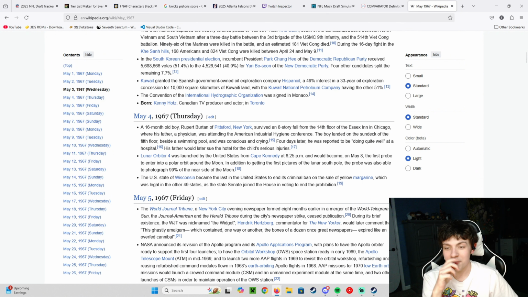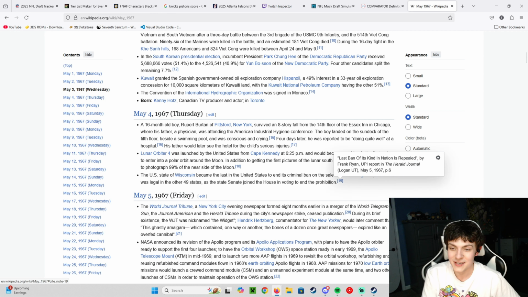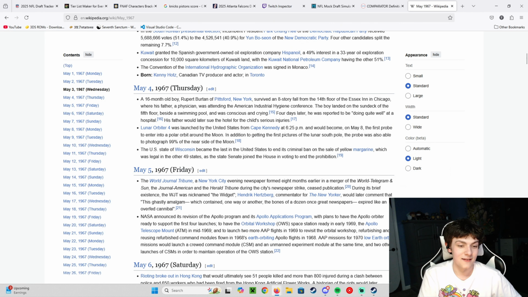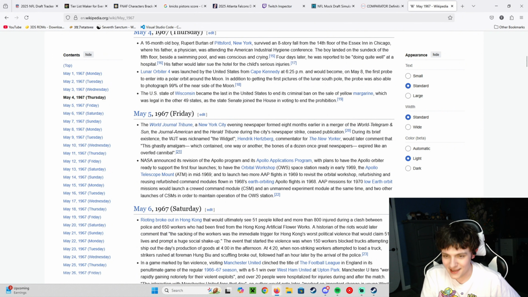On May 4th, 1967, the U.S. state of Wisconsin became the last in the United States to end its criminal ban on the sale of yellow margarine, which was legal in the other 49 states, as the state Senate joined the House in voting to end the prohibition, which was the most important thing to happen ever, really. May 5th, nothing interesting happened on this day.